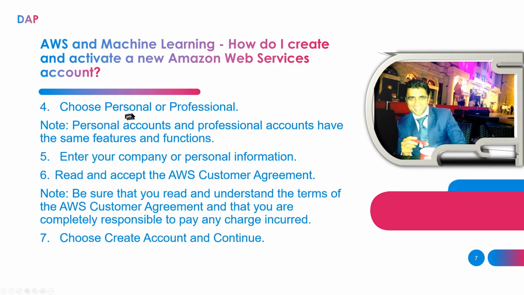So step number 4 is to choose between personal and professional. You need to note that personal accounts and professional accounts have the same features and function. Enter your company or personal information and read and accept the AWS customer agreement. It's very important that you read what you are signing for, and that you understand the terms of the AWS customer agreement, and that you are completely responsible to pay any charges incurred. That's why I request you to read it.